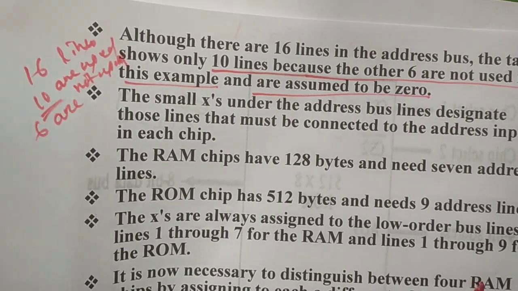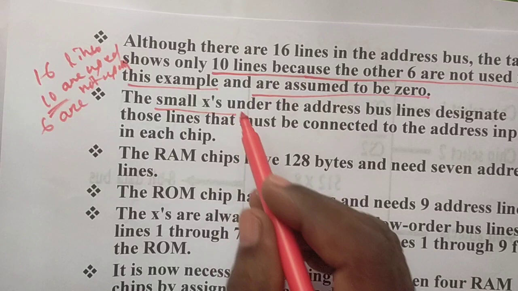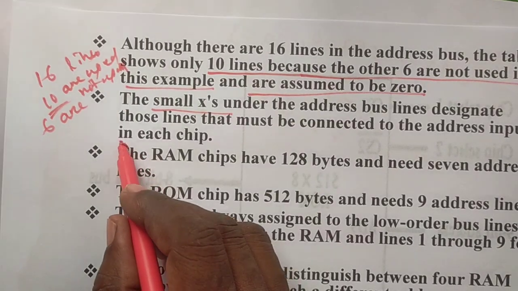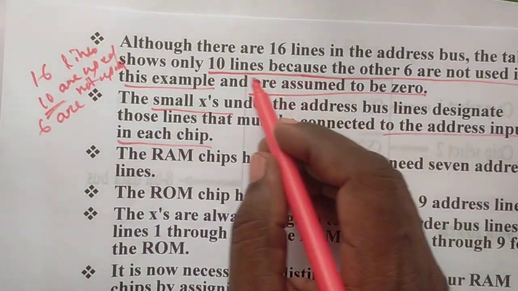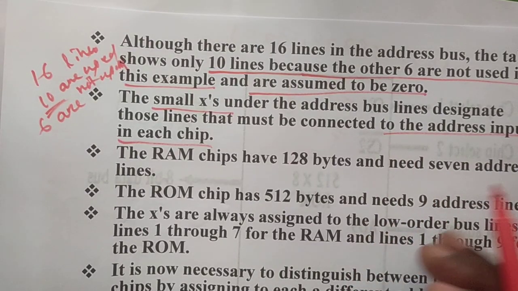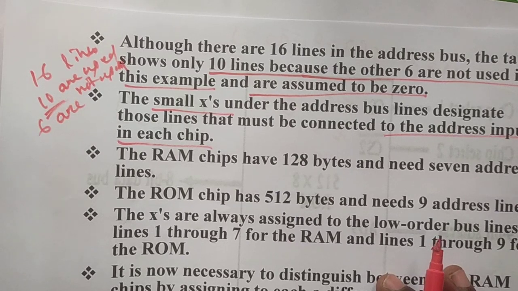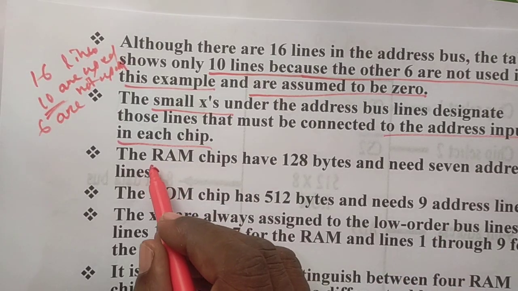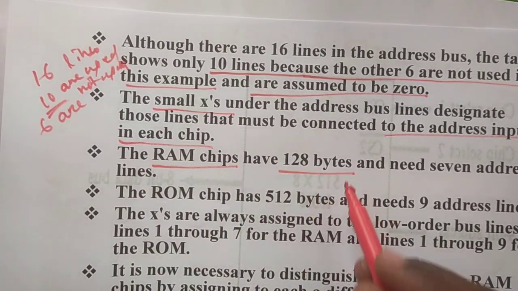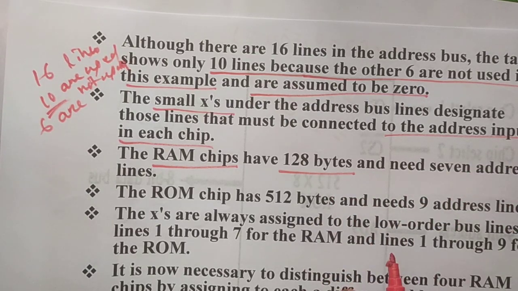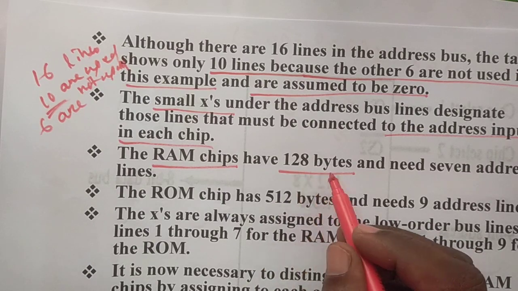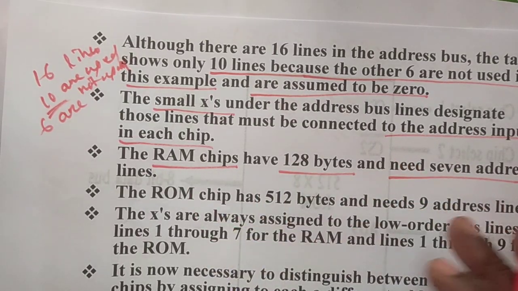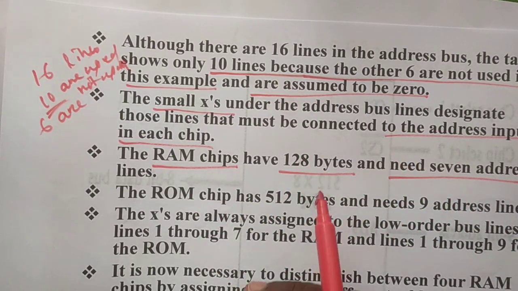And within the 10, what happens? The address bus lines designate those lines that must be connected to the address inputs of the chip. Within those 10 lines, some addresses are used for RAM and some for ROM. I will show you how some lines are used for RAM and others for ROM. First of all, the RAM chip has 128. We will consider this initially. Suppose the RAM chip is 128 bytes. It needs 7 address lines. We can take more, it doesn't matter, but suppose I consider 128.